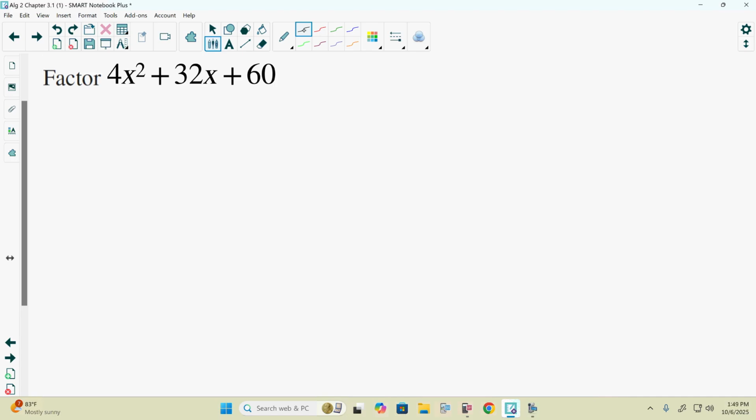4x squared plus 32x plus 60. Is there a number that goes into all three terms? 2 does, but there might be one bigger. 4. Because 4 will go into 4x squared, 32x, and 60. Because we're really dividing it out.